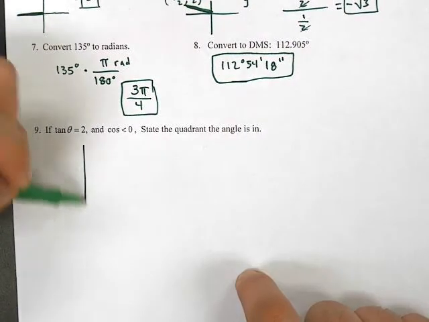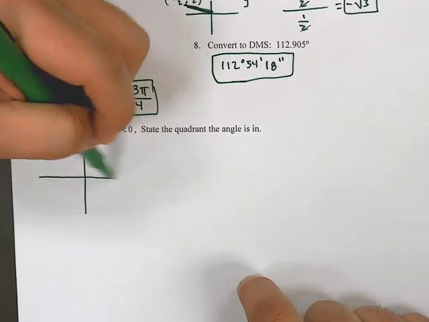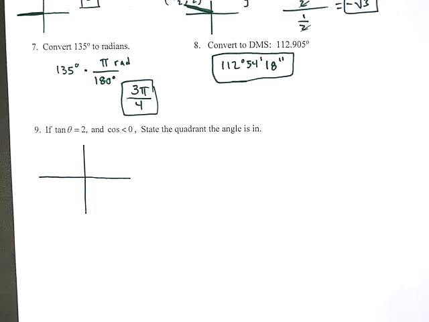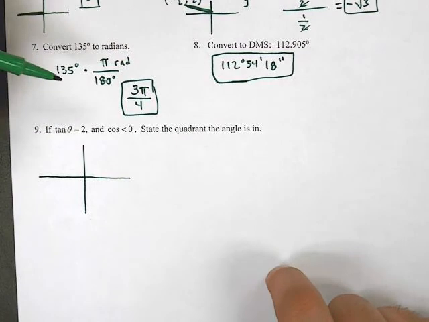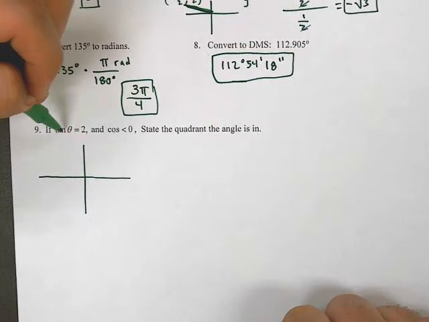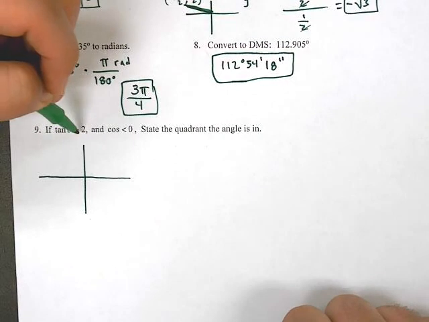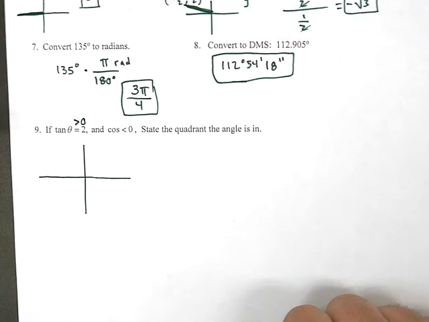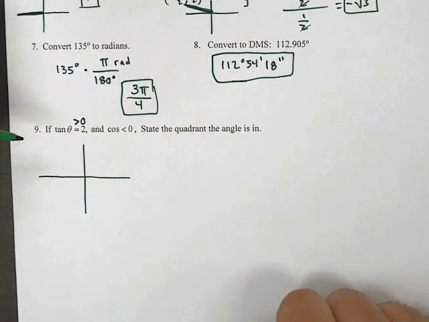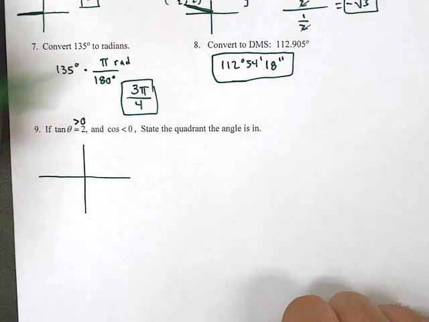All right. So here's my thought process on something like this. It's process of elimination, right? I take my information and I cross off what I know doesn't work. So my first thing, if tangent of theta is 2, that means tangent is greater than 0, or it's positive. There are only 2 places where tangent is positive. It is in quadrant 1 and quadrant 3.